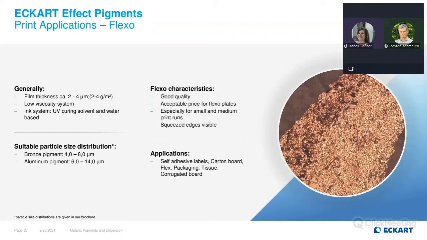Regarding suitable particle size distribution, bronze pigments should be smaller in particle size than for gravure application. Generally between 4 and 8 micron are suitable for this flexo process. And in aluminium, usually 6 to 14 micron pigments can be transferred properly without any problem.